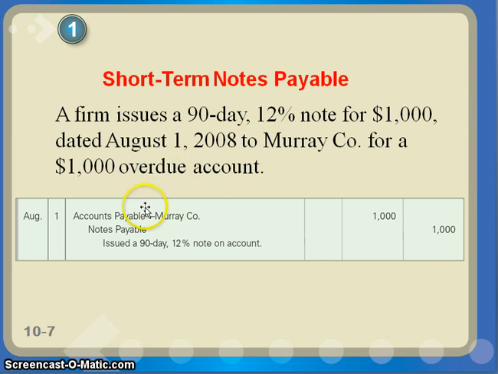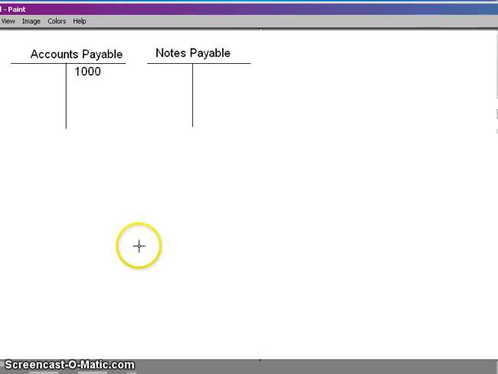So what we're doing here is we're basically shifting an accounts payable, that amount, out of the accounts payable account and into the notes payable account. What that looks like from a T account perspective is, all right, so this is what the setup of those accounts looks like. You would have a credit balance in the accounts payable of $1,000.